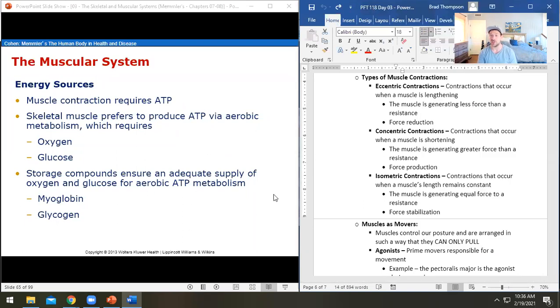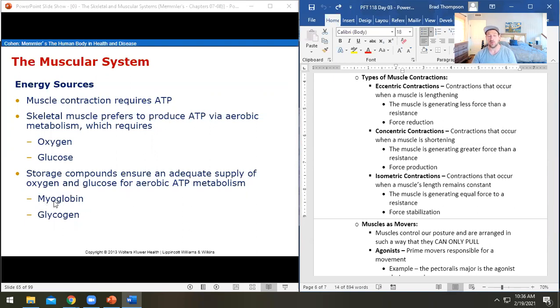Talking a little bit about our energy sources here, just before we actually get back into the note stuff. All these muscular contractions obviously take a lot of energy in the form of ATP. Your body is able to store and generate this energy either through glycolysis or aerobic energy production, which takes oxygen and glucose. Because of that, your muscles are able to store oxygen and glucose inside so that energy production can happen in real time.